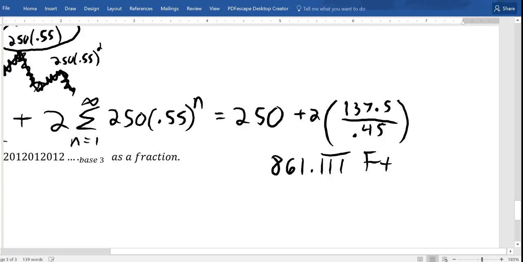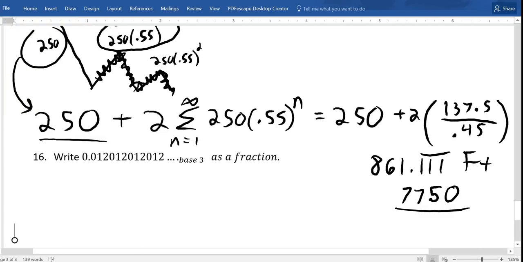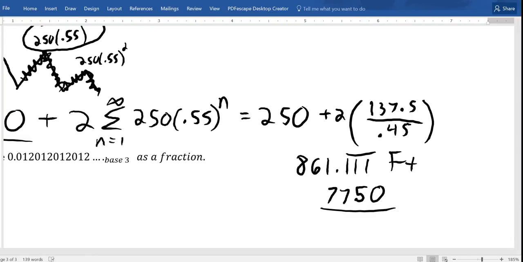And just for fun, we'll turn that into a fraction maybe. That's 7,750 over 9. And that's still in feet.